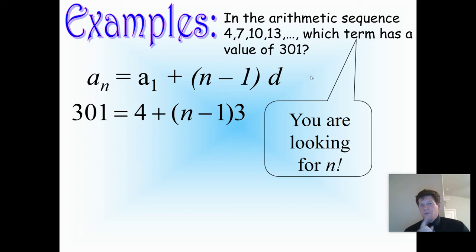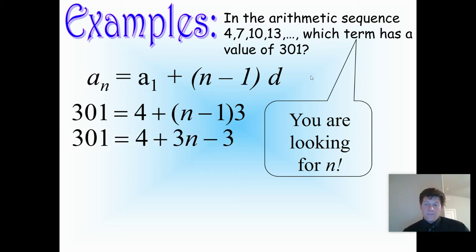So let's simplify this and solve for n. Starting with the parentheses again. This time we have to distribute. 3 times n, 3 times negative 1 becomes 3n minus 3. Now let's combine some like terms. On that side, I have two constants, positive 4 and negative 3. Combine those together makes positive 1.